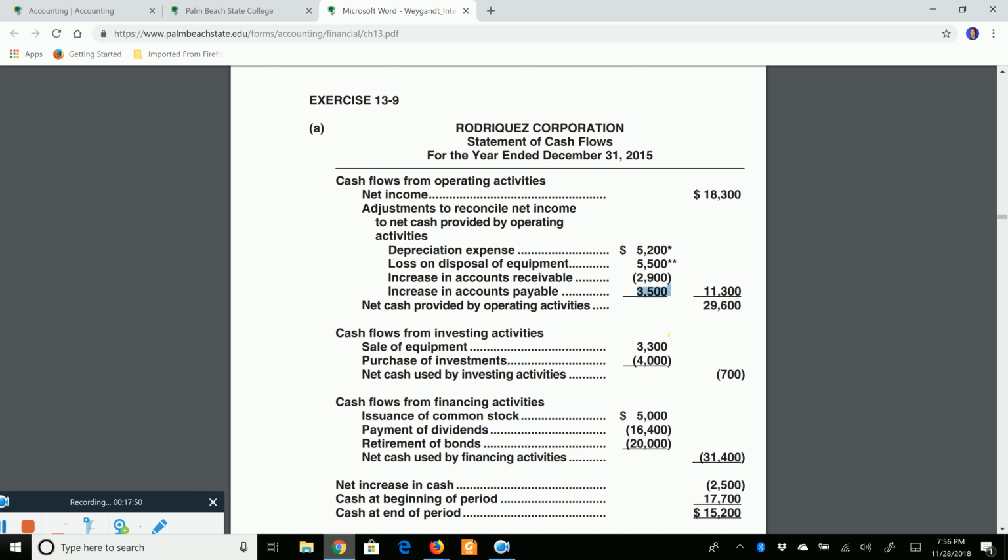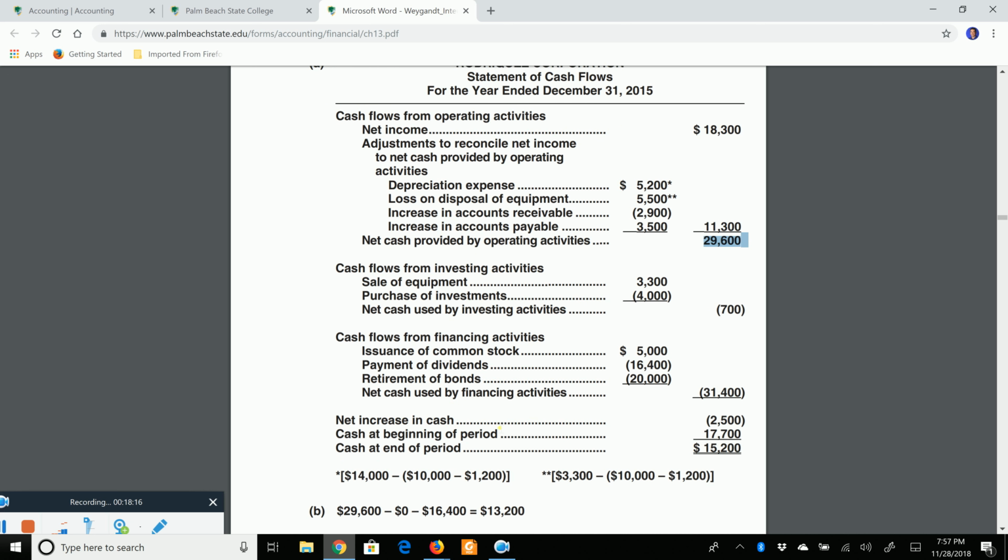Okay, so that is everything with the operating section. Now so we started with $18,300, and we take our four reconciling items total. These four numbers are $11,300 positive. Add it to the net income, which is a positive number, and you have a positive cash flow provided from operating activities. And now investing activities.